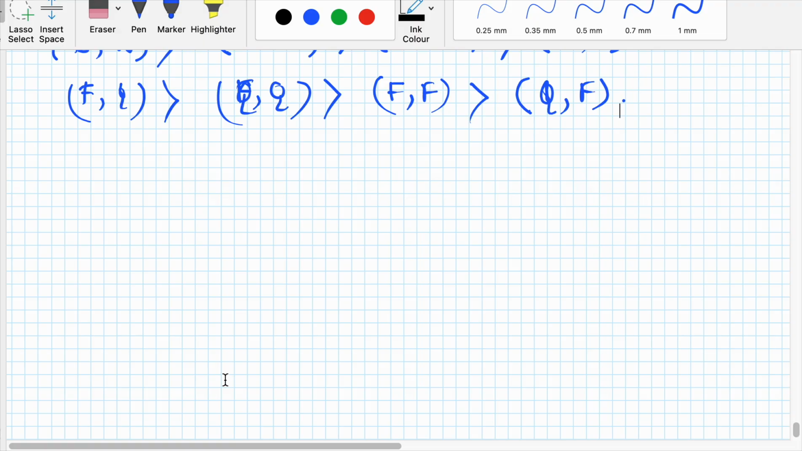Now the next game is battle of sexes. This game is also introduced with an example situation. However, by this game you can represent many situations of the real world through this single game. So this next game is called the battle of sexes.